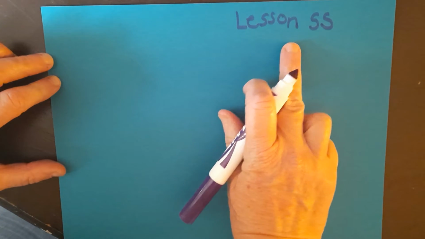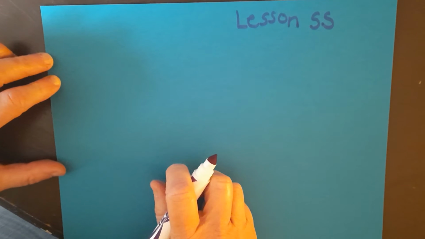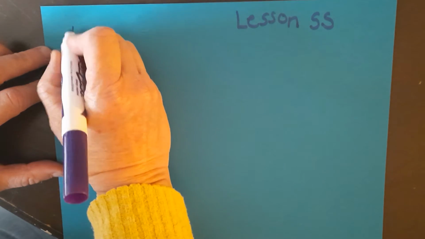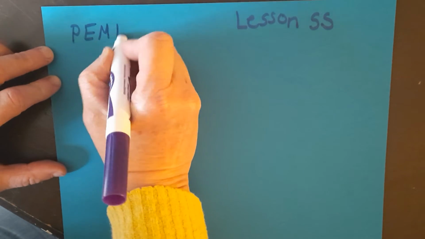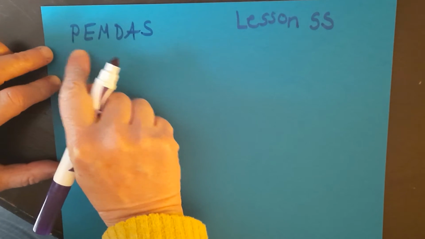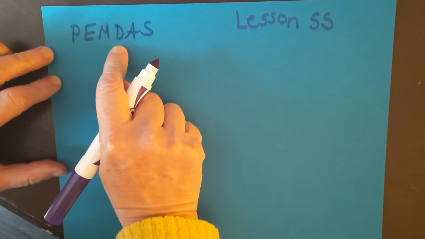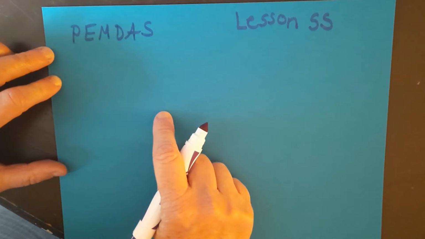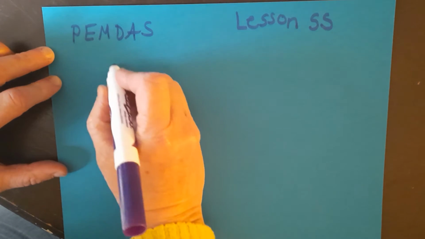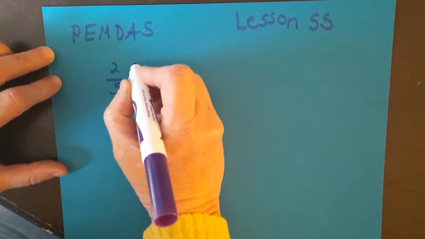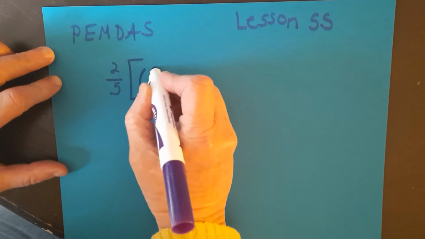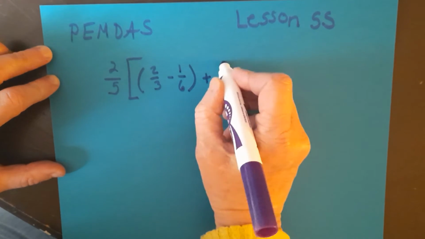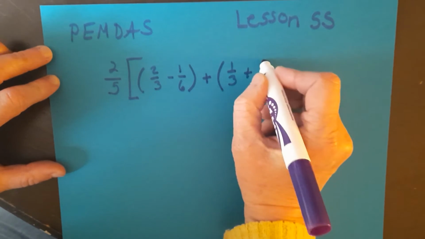So the first thing we're going to go over is lesson 55. It's talking about fractions and parentheses. We have to remember the PEMDAS thing we talked about in class? It means that we do anything in parentheses first, then the exponents, then multiplication and division, then addition and subtraction, moving from left to right. So if we have a problem that looks like this, 2/5, and then a bracket, 2/3 minus 1/6, plus, in parentheses, 1/3 plus 5/6.